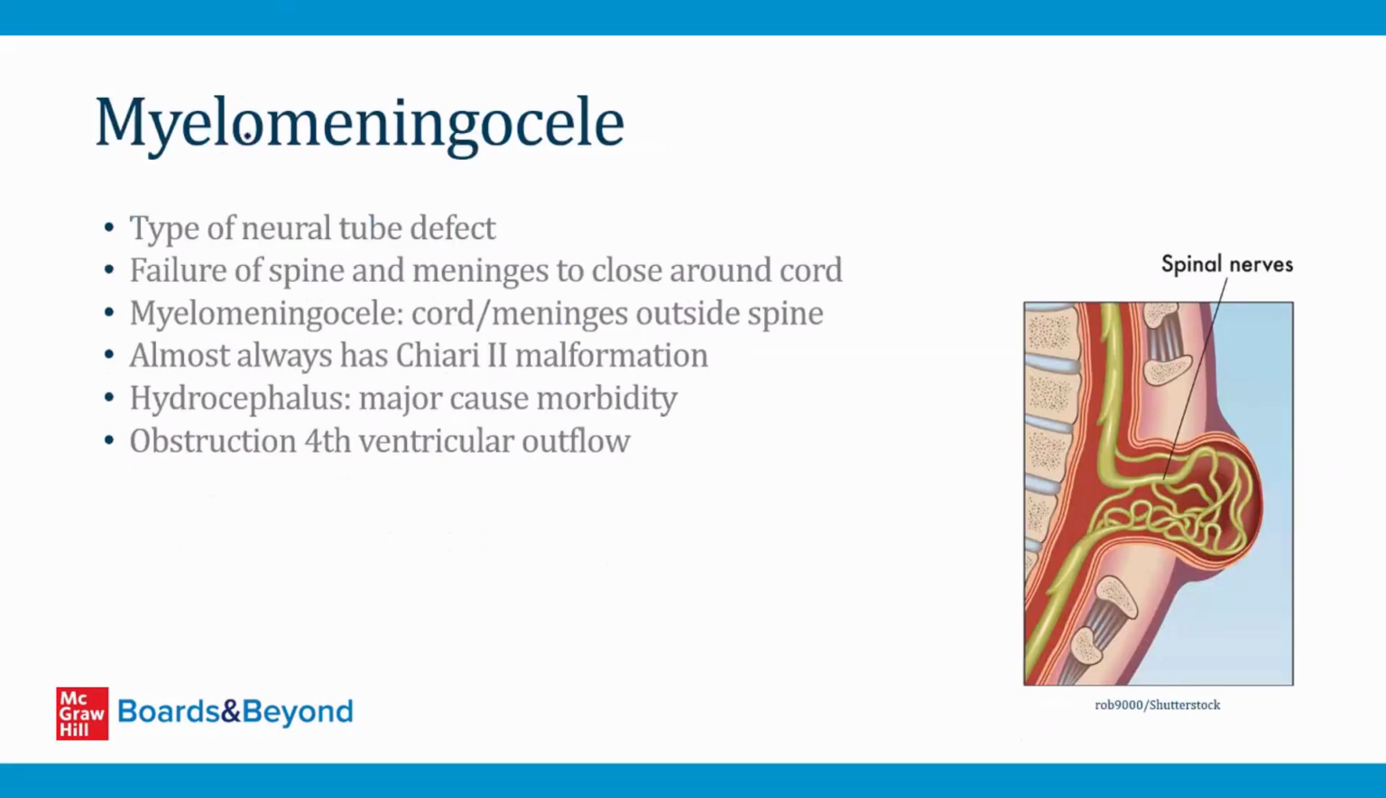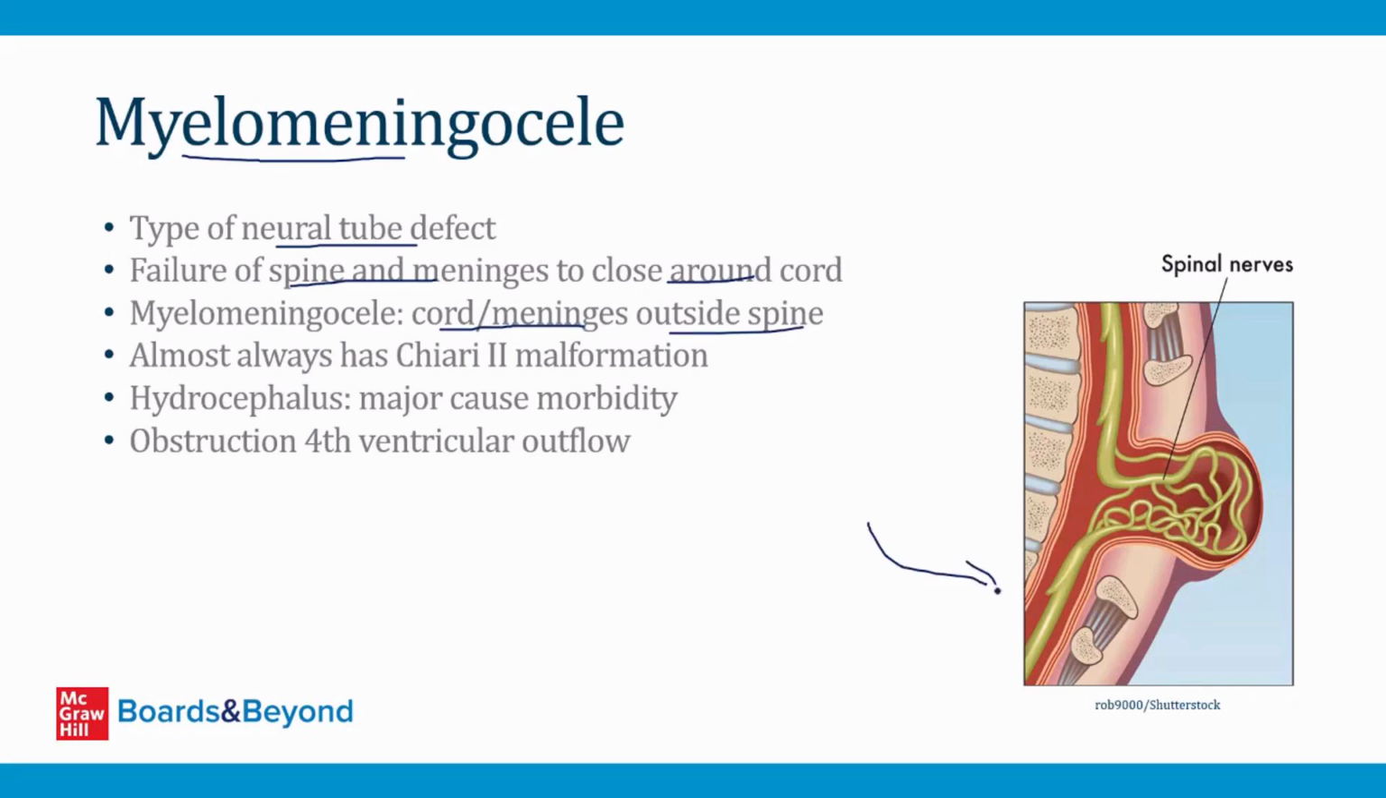And so if you understand that a Chiari-2 malformation is believed to be a complex form of a neural tube defect, then it's easy to remember that Chiari-2 malformations are strongly associated with myelomeningoceles. Myelomeningoceles are a type of neural tube defect that I talk about in another video, and they result in the failure of the spine and meninges to close around the spinal cord. So as a result, you get the spinal cord and the meninges outside of the spine.